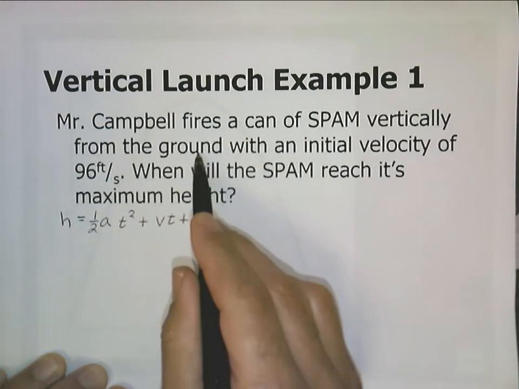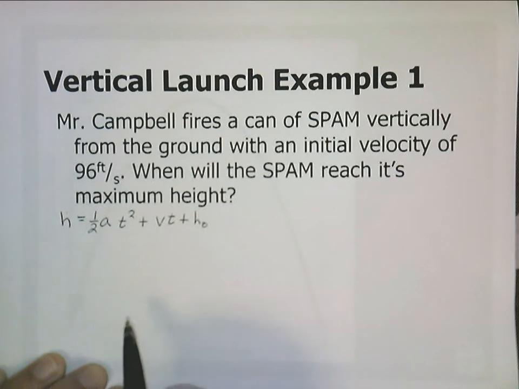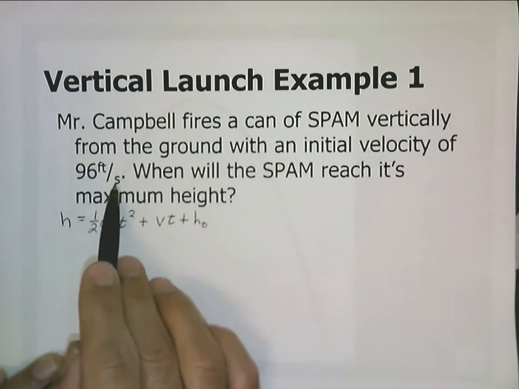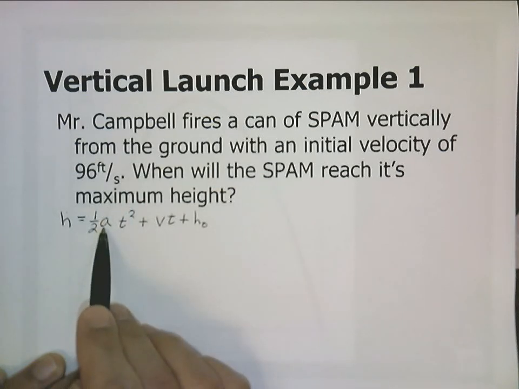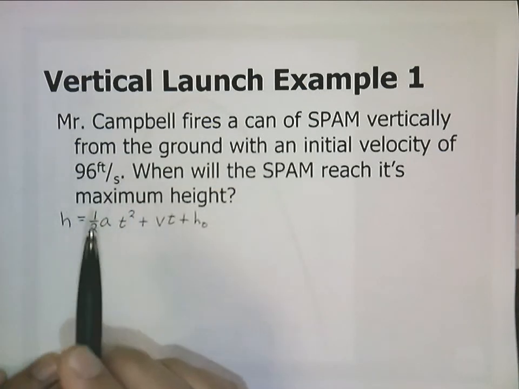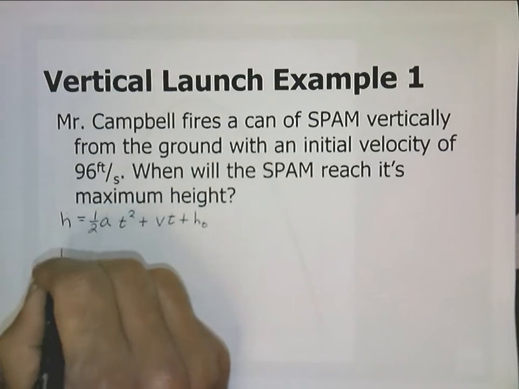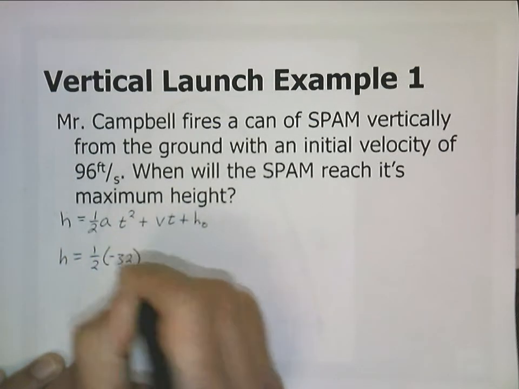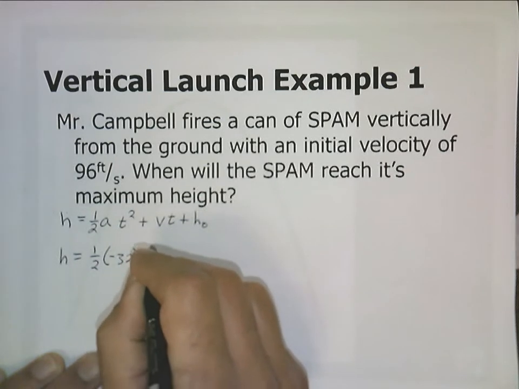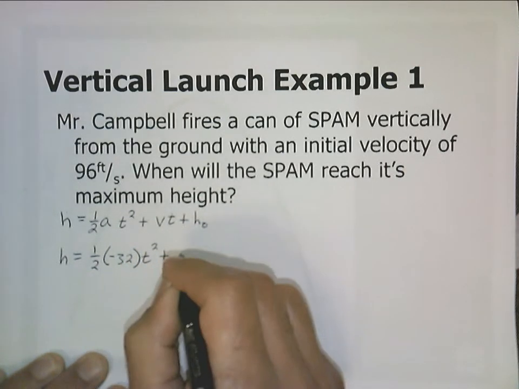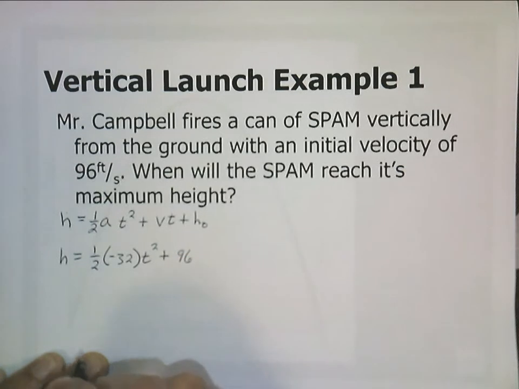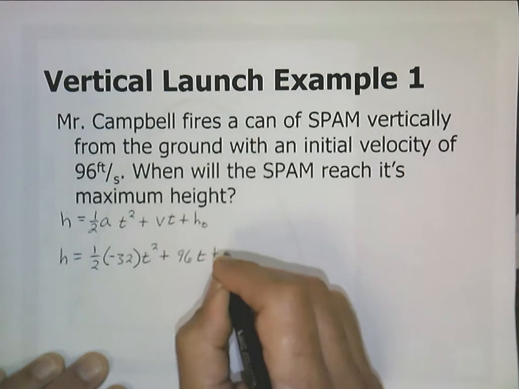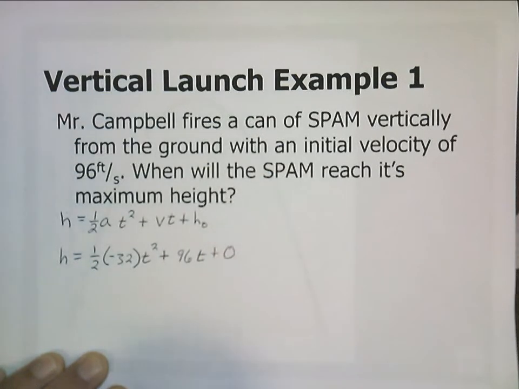Here, since we're firing it from the ground, our initial height is going to be 0. Initial velocity is in feet per second, so we want to use the acceleration in feet per second squared. So our equation is going to be h is equal to 1/2 times -32 feet per second squared times time squared plus 96 feet per second times time, t, plus the initial height of 0.